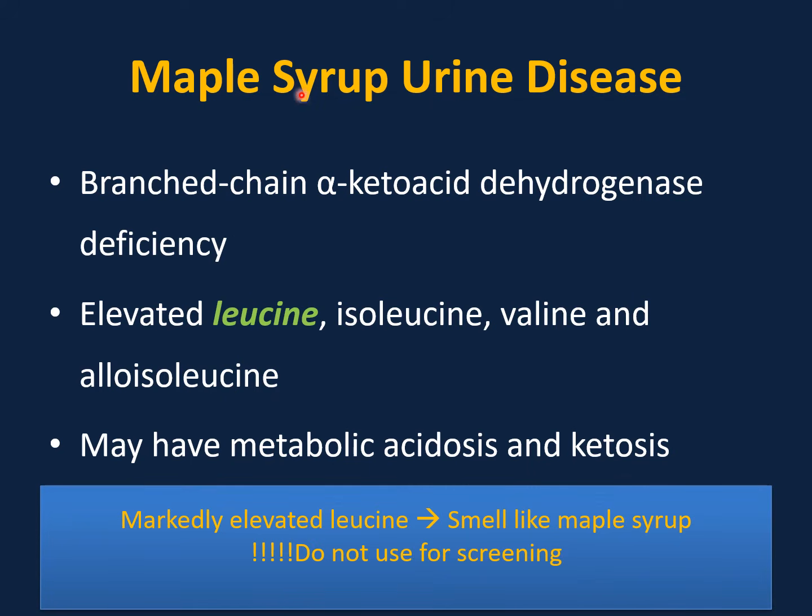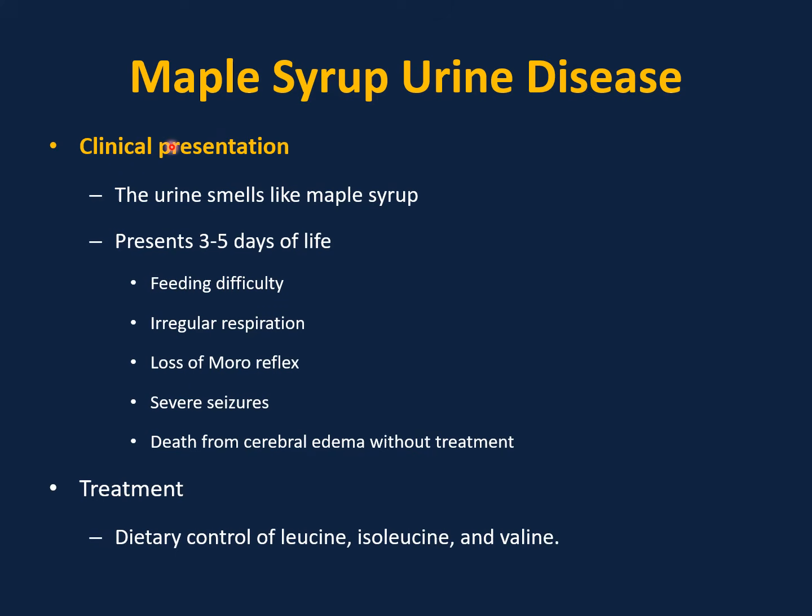The reason for the maple syrup smell is the leucine. But if the leucine is not elevated, you will not have the maple syrup urine smell, and this does not rule out this disease. So do not use maple syrup smell for screening. If it's available, it's helpful in the diagnosis, but if it's not there, this does not rule out this disease. Very important. Classic presentation of maple syrup urine disease is urine smells like maple syrup because of elevated leucine level.